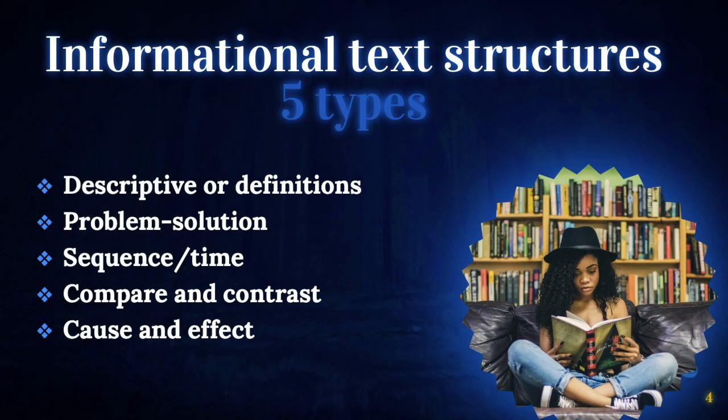Informational text structures. There are 5 types. These 5 types include descriptive or definitions, problem solution, sequence or time, compare and contrast, and cause and effect.